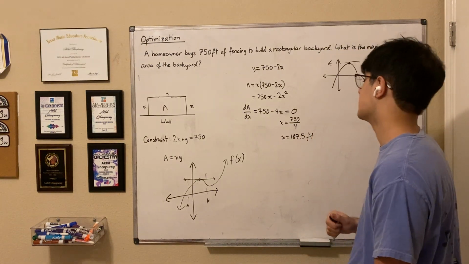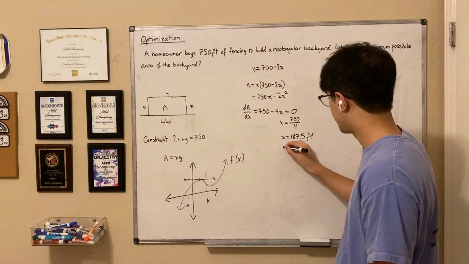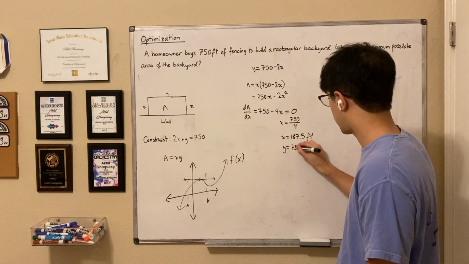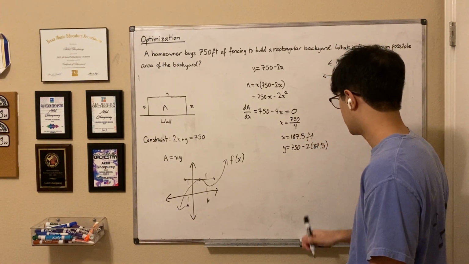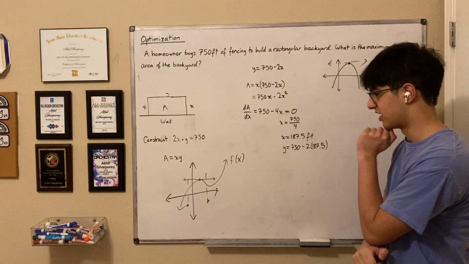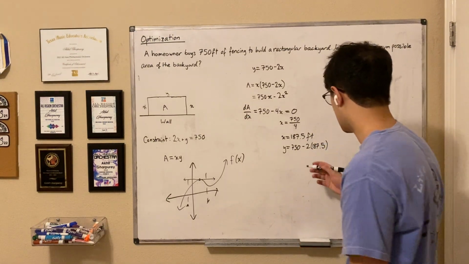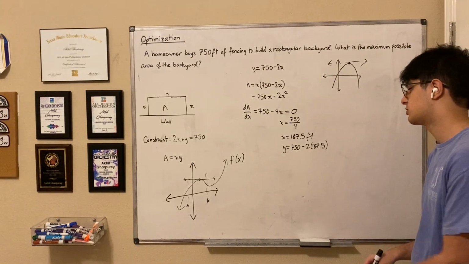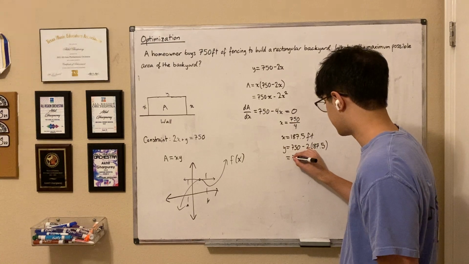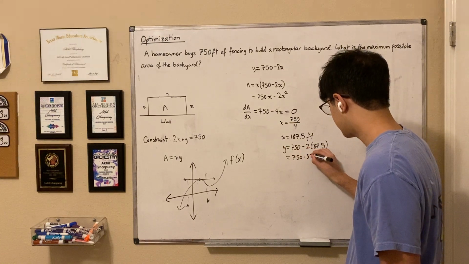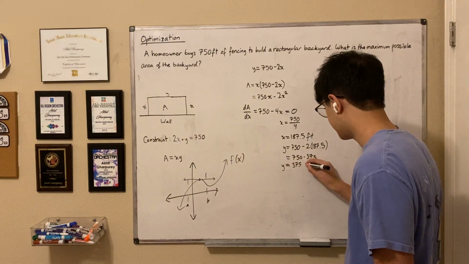And then what should y equal? y is going to be equal to 750 minus 2 times 187.5. Wait, let me actually make sure that this is 187.5. Yeah, okay, it's 187.5. Cool. This is going to be 750 minus 2 times 187.5. This should be equal to 750 minus 375. And then y works out to be 375 feet.